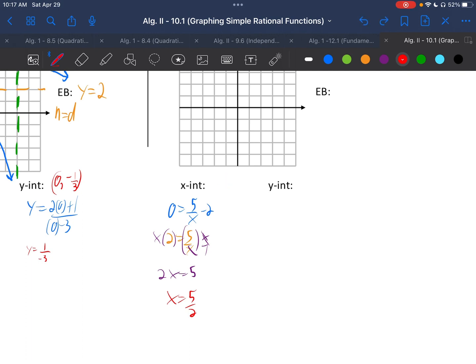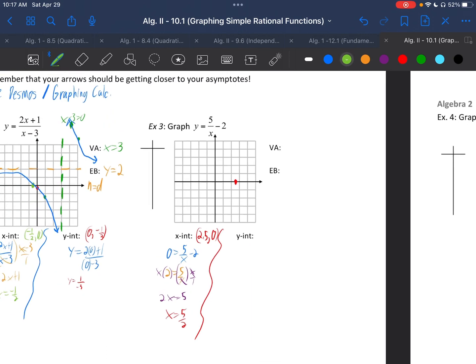So the x-intercept is 2.5. Once again, we plugged in 0 for y, so that's (2.5, 0). So I graph that. In order to find the y-intercept, I make x 0.